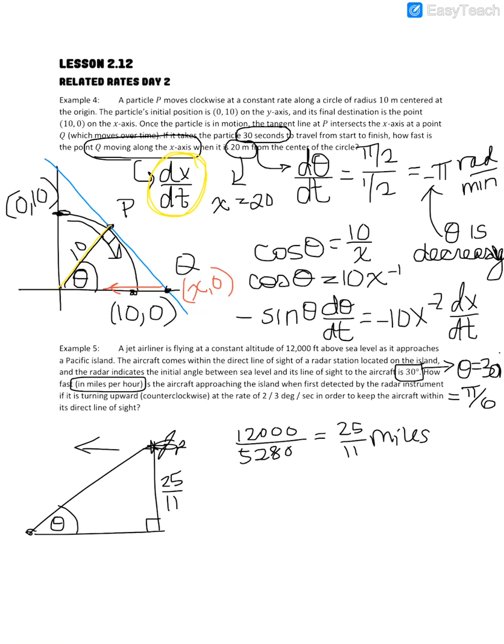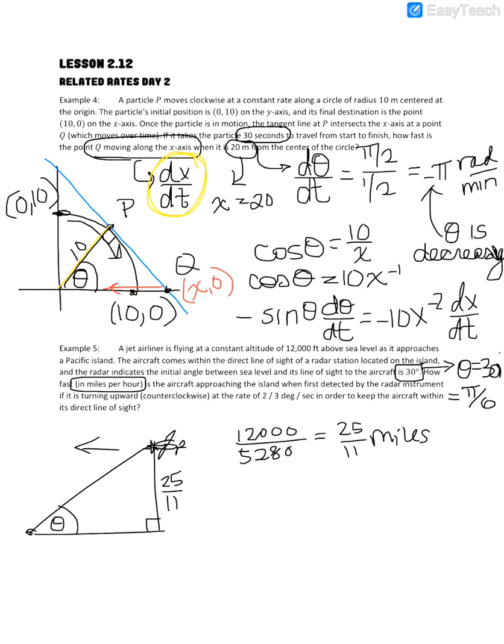But the rest of the whole problem, we're leaving it as theta because theta is changing this whole time as this airplane moves. The angle is changing for this radar station to look at the airplane. So that's the main thing: whenever they give you these values, make sure that you're not plugging them in until the end.